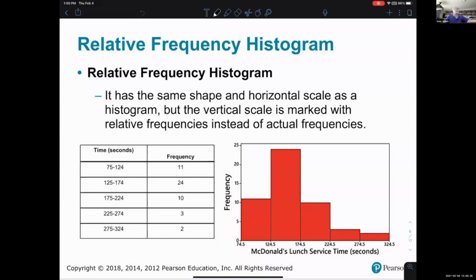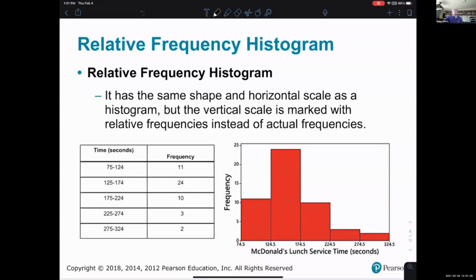So the things on the left are range values for the data. Like it says time in seconds, it says 75 to 124. And then to the right of that, the frequency says 11. So what that means is in the data set that they were looking at, and as we can see below the label on the graph, these were McDonald's lunch service time in seconds. They used this same example and this same table in 2.1, so that's why they're tossing it up here without explaining it very much, because they did explain it in the earlier section.